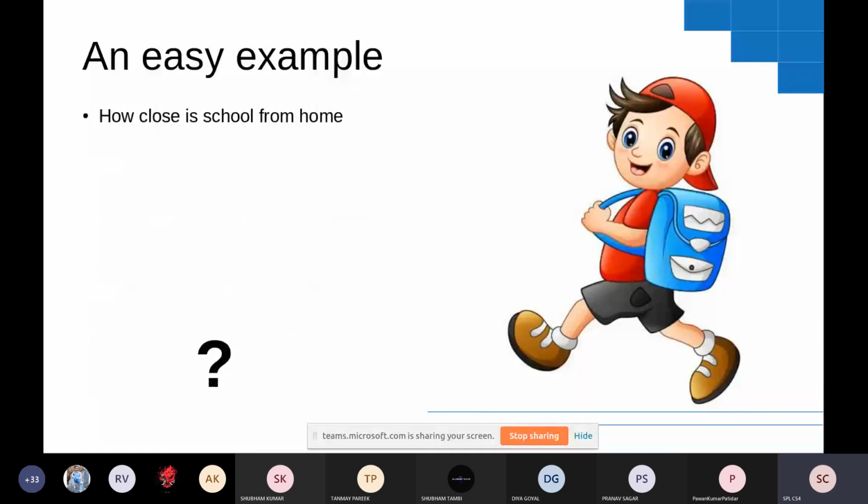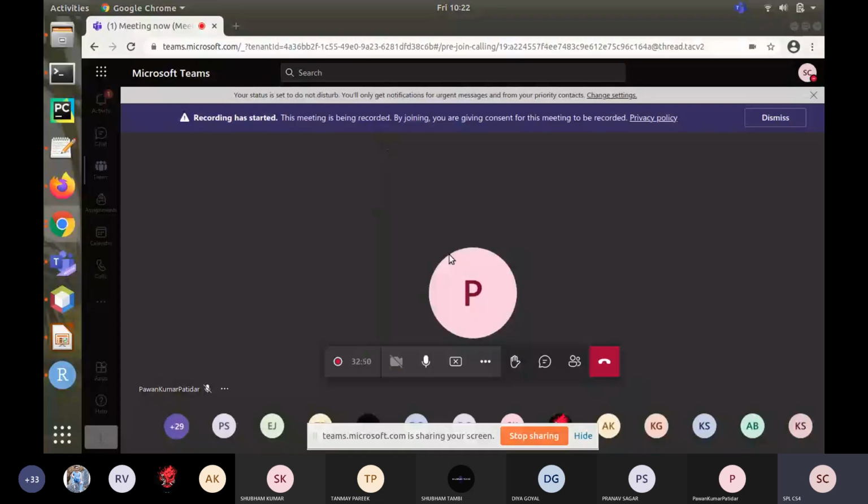Let me just break the ice here by giving an example. One of the criteria could be how close the school is from home. Okay, I want more such criteria from you: what should Ram's parents think, or what other criteria should be taken into account while choosing a school for Ram. You could use the chat box here to put various criteria that you think.